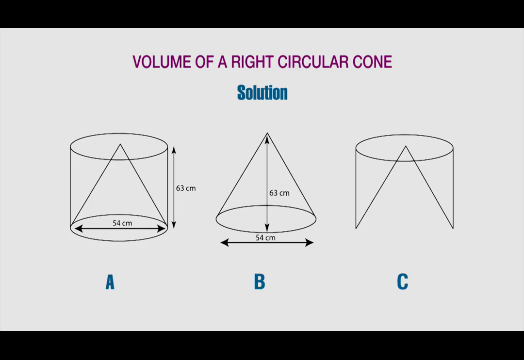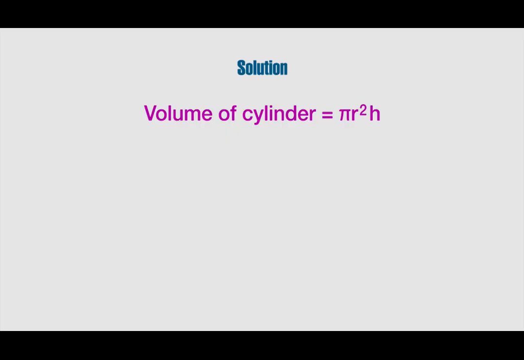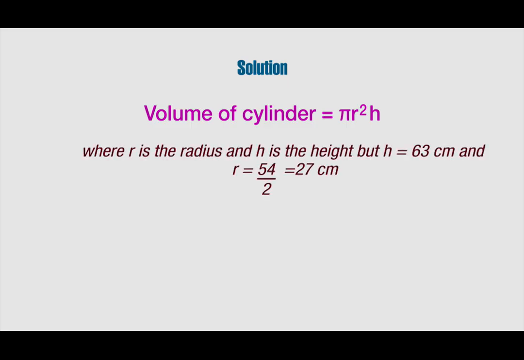Now the question is to find the volume of the cylindrical drum and the volume of the cone. So the volume of the cylinder is given by, as we know already, V equals pi r squared h, where r is the radius and h is the height. But from the question, we have been given h equals 63 centimeters and r equals 54 divided by 2, because the 54 was given as the diameter. So we divide by 2 to get a radius, and that gives us 27 centimeters.